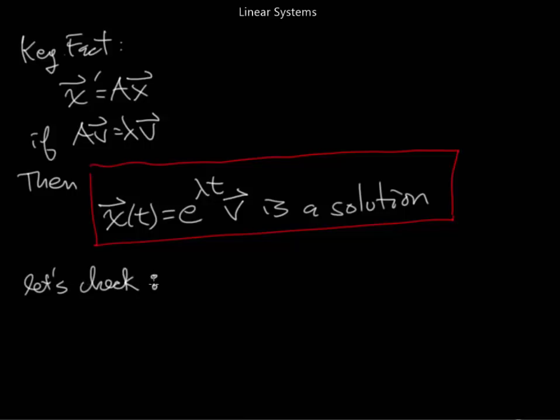Why is this true? Well, let's see. What am I saying? I'm claiming that x prime is equal to A times x. I put a question mark here indicating this is what I want to check is true. So I'll compute the two sides and see if they really come out to be the same. So let's see. What is x prime?